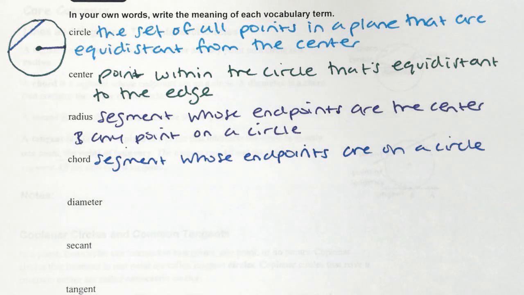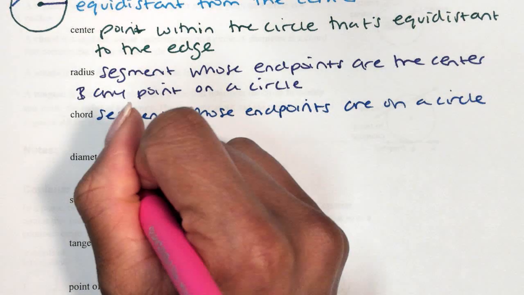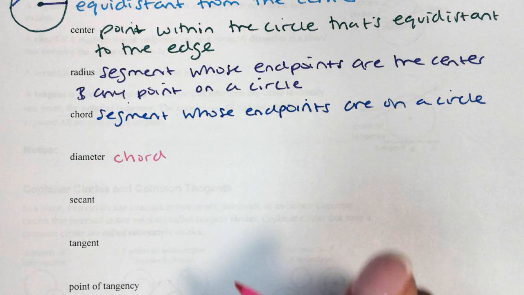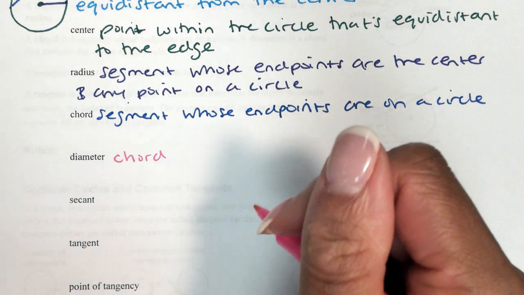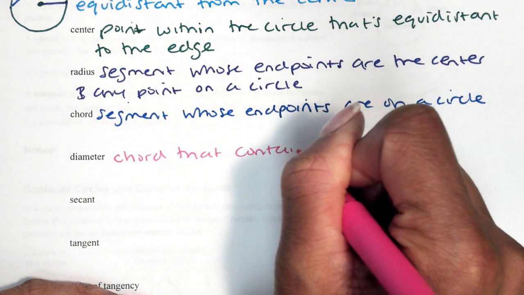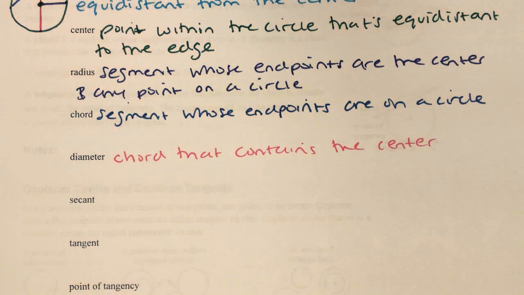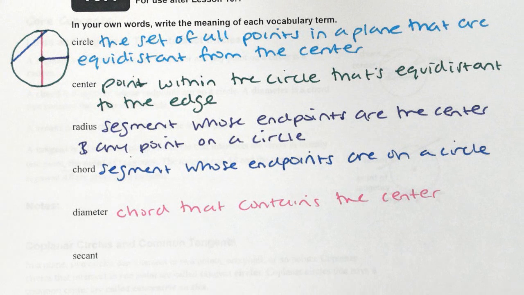So let's go on to diameter. A diameter is a chord. Diameter and chords are very similar, but a diameter is a chord that contains the center this time. So for example, like this. And I'll move it down so you can see the picture.